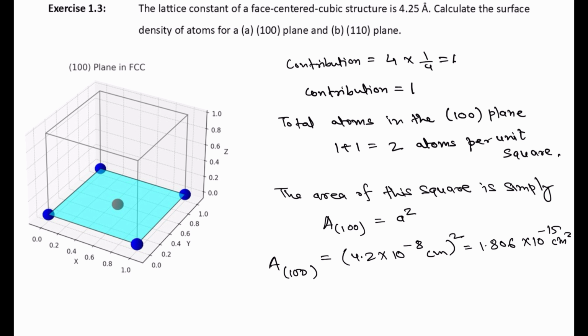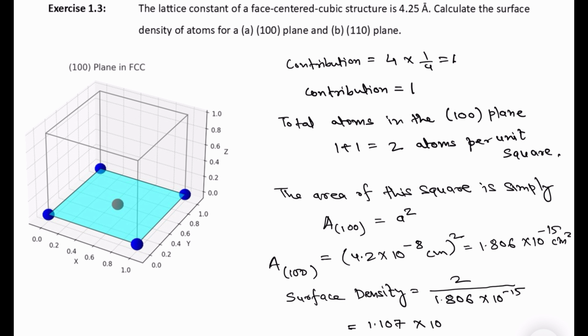Therefore, the surface density equals 2 over 1.806 into 10 raised to power minus 15, which equals 1.107 into 10 raised to power 15 atoms per centimeter square.